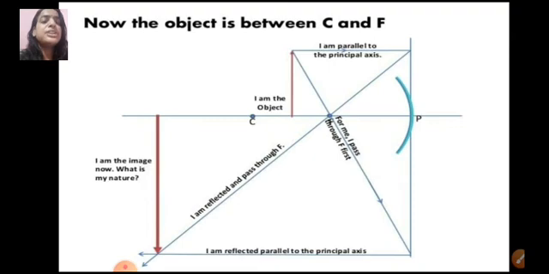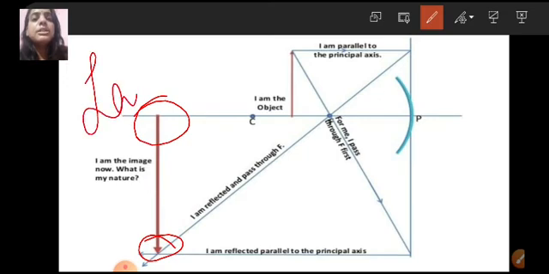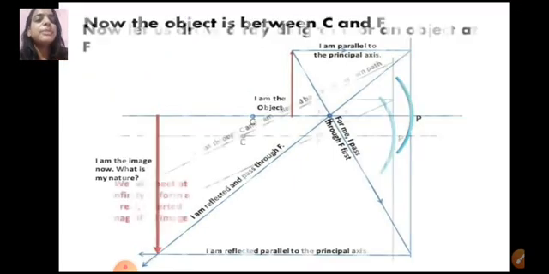That is, the object has now come closer to the mirror. So in this case what will happen? The reflected rays will meet beyond C. The reflected rays you can see are meeting beyond C. So the nature of the image that will be formed again will be inverted, real, but the size of the image will be larger than the object. The size will become larger now. As the object is moving closer to the mirror, the size of the image is becoming larger.